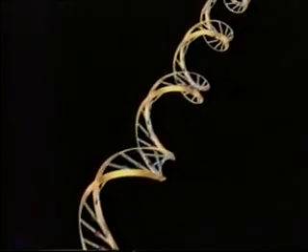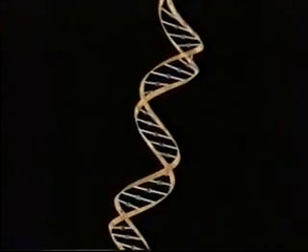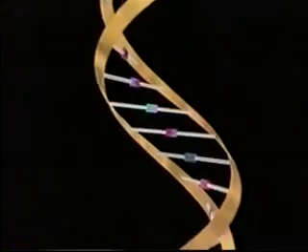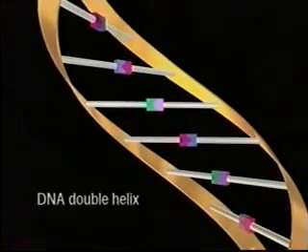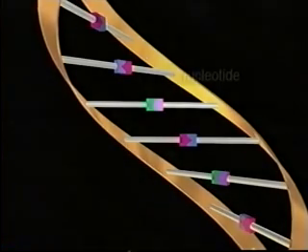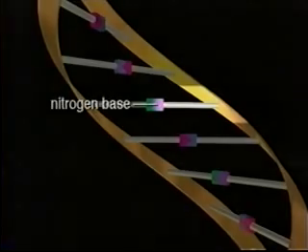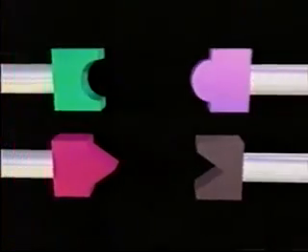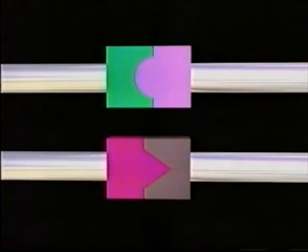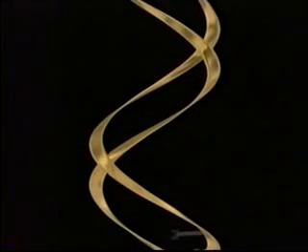A DNA molecule consists of paired DNA strands that twist around one another to form a ladder-like structure called a double helix. Each strand is composed of a long chain of nucleotides, each of which contains a nitrogen base. Bases from one strand form hydrogen bonds with the bases in the opposite strand, forming the steps of the DNA ladder. The two DNA strands are complementary.